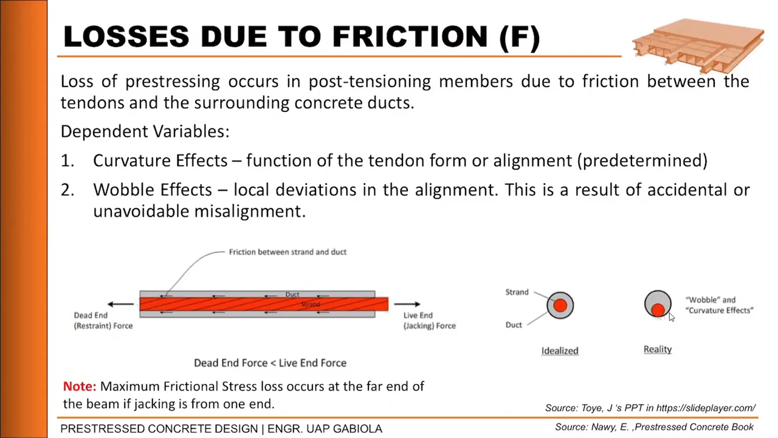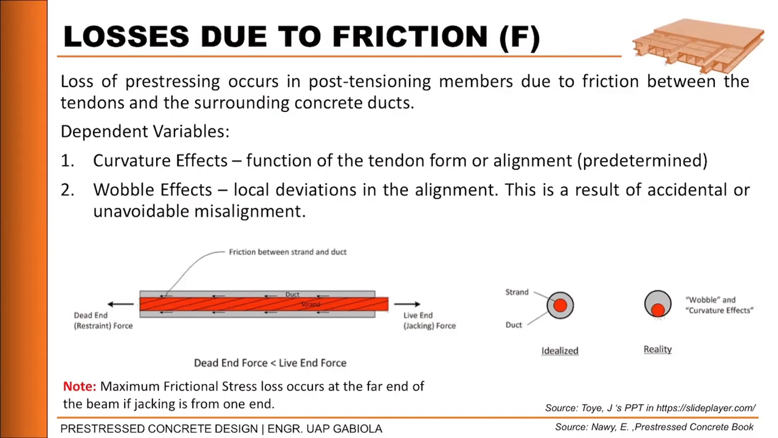Okay? And in calculating losses due to friction, we have two dependent variables. Dito nakadepend yung value ng friction loss natin. We have yung tinatawag nating curvature effect o yung friction due to curvature. And then we have wobble effects o yung friction due to wobble. No? So, ayan, so curvature effects is a function of the tendon form or alignment. So basta may curvature yung ating tendon, mag-exist tong effect na to. And then si wobble effect, basta straight yung tendon natin.